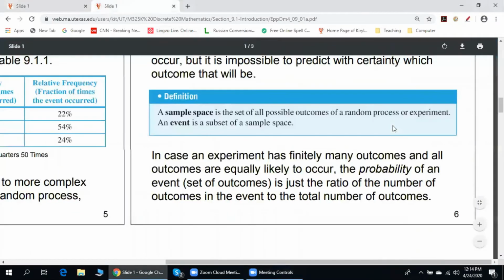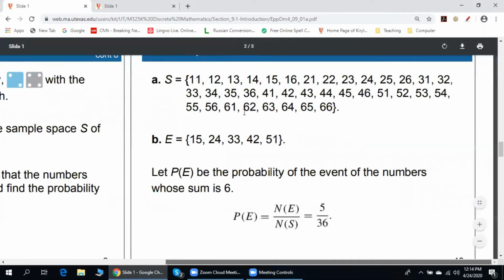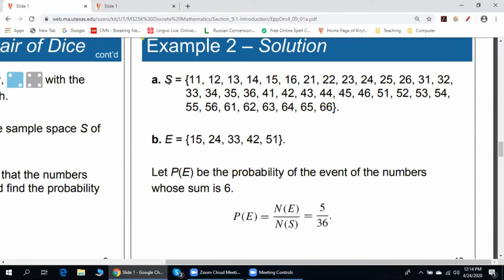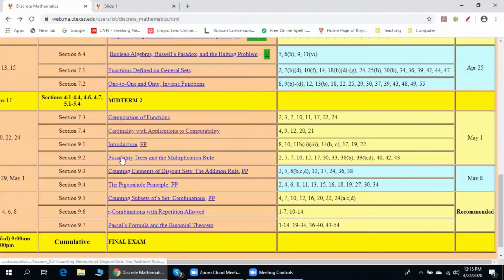First of all, let us go back to the definition. An event is a subset of a sample space. Sample space is this. An event is this. Note that E is a subset of S. An event is a subset. What do you think? This makes sense. Now, the probability of this event is the number of elements here over the number of elements here, which is exactly what is written here. Okay, let us discuss other examples.